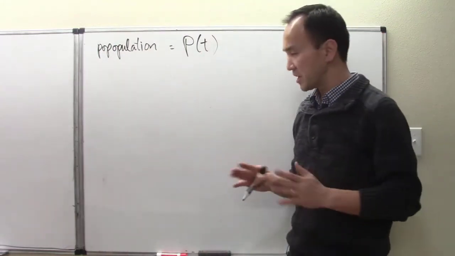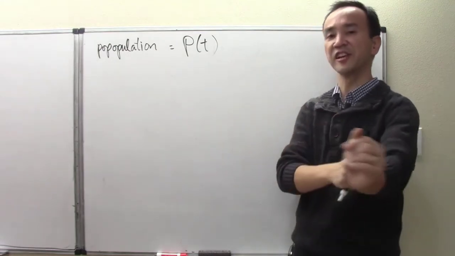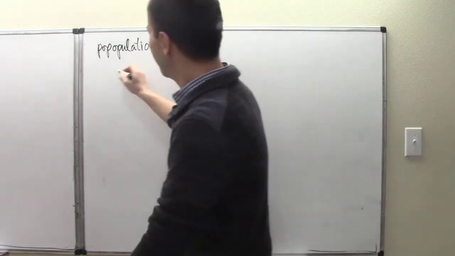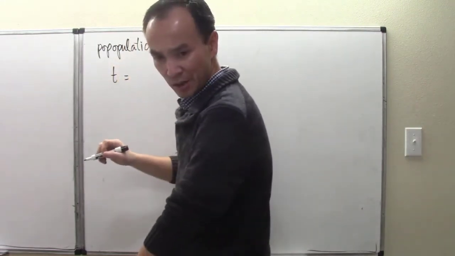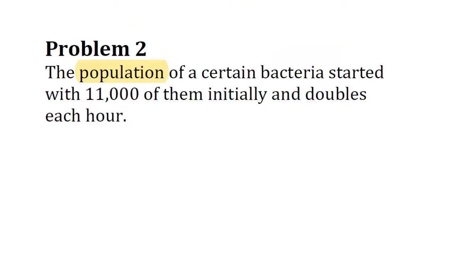The population P of t is a function, and time is the variable that's changing it. According to this problem, the wording is making it clear: the population of a certain bacteria started out with 11,000 of them initially and doubles each hour.